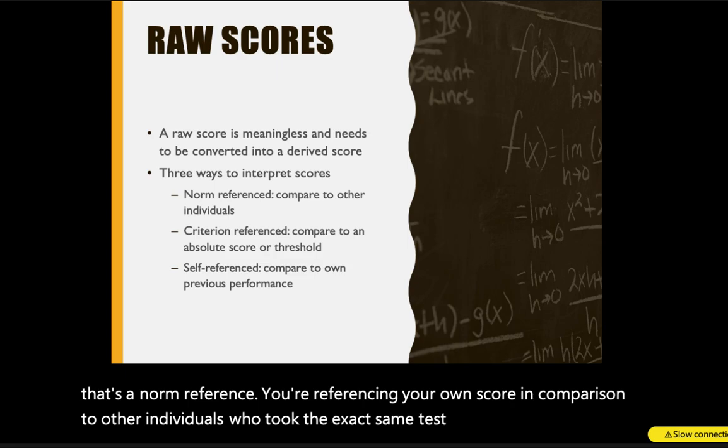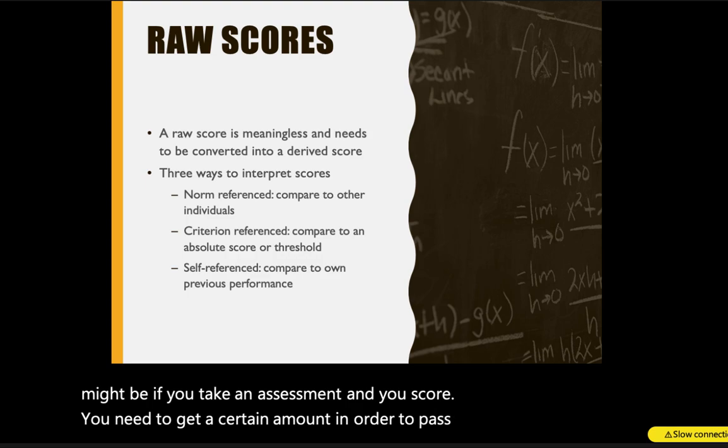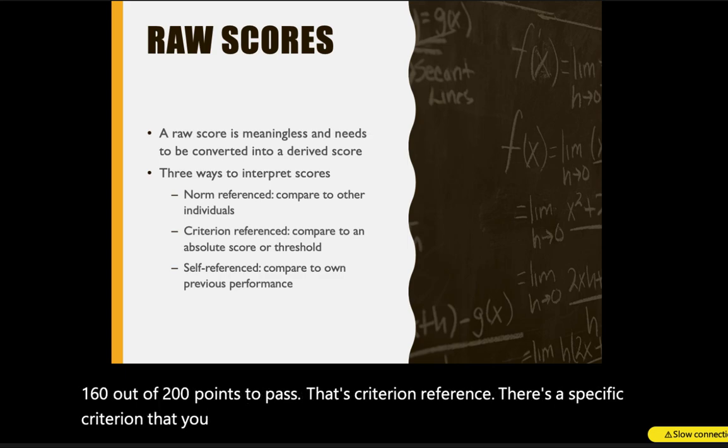Criterion reference might be if you take an assessment and you need to get a certain amount in order to pass. So you need to get 160 out of 200 points to pass. That's criterion reference. There's a specific criterion that you have to surpass in order to know how well you do.